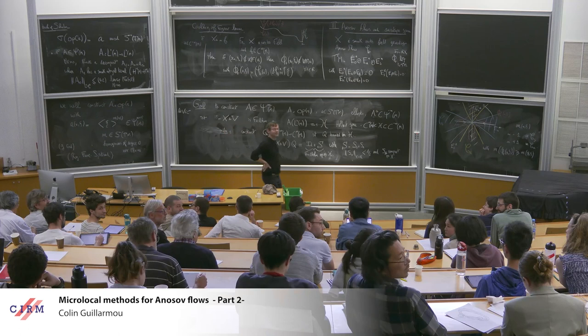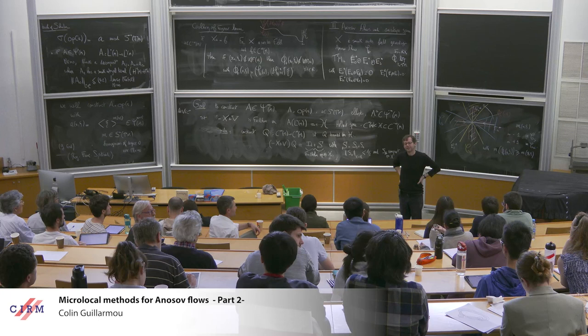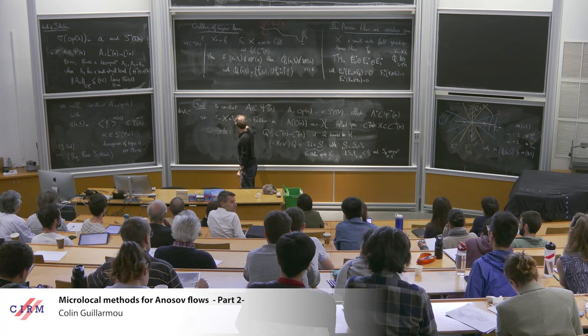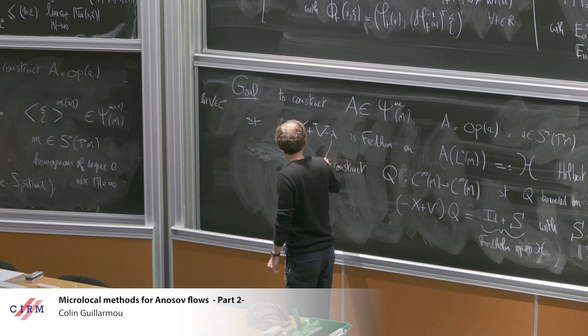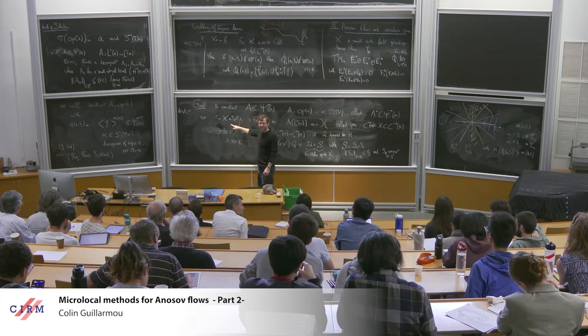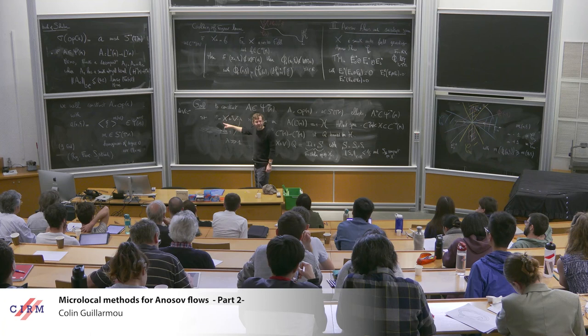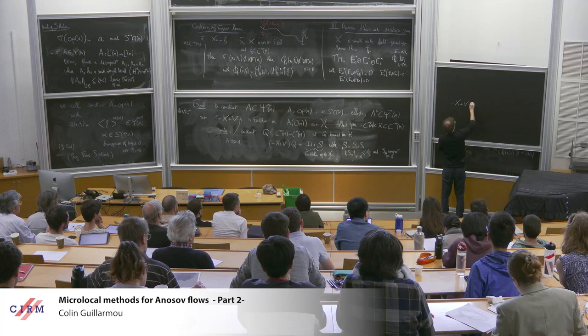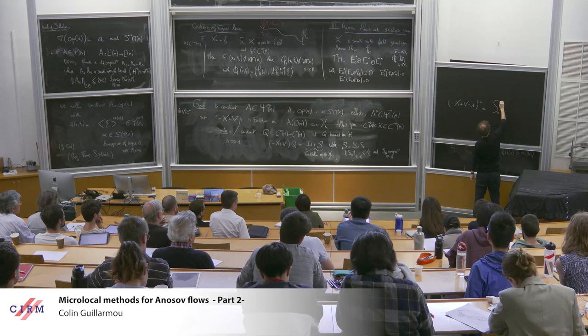Fredholm index will be zero. And why is it zero? Because you can always add here a lambda, where lambda is a very big number. And then it's easy to see that this has no kernel. This is really injective, and you can just find its inverse. It's just something like minus X plus V minus lambda inverse is, I hope I don't get it wrong, but it's something like this.